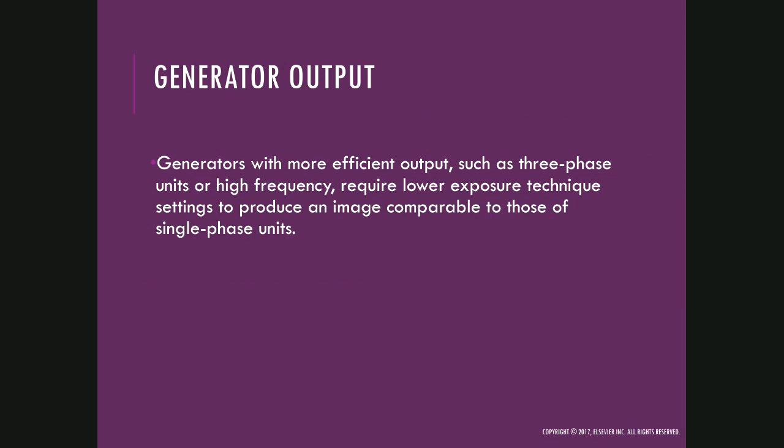Generator output, we touched on this when we did your X-ray emission spectrum back in Unit 2. Hopefully, Unit 2. Yes. Now I'm questioning every single thing I say because I've been saying the wrong chapter. Generator output, the more voltage ripple you have, the less efficiently you are making X-rays. And if you are not as efficient at creating X-rays, then you have to increase your exposure settings to compensate.